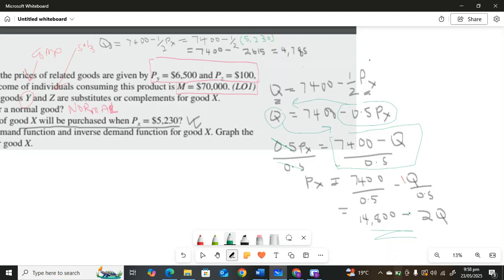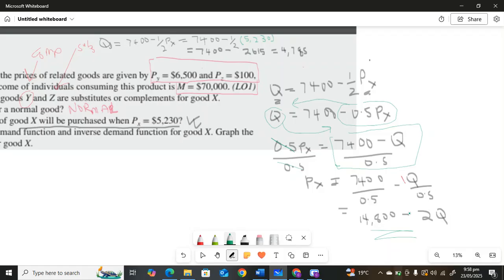No, I never said you use profit. I said for the inverse demand function, you make price the subject of the formula. That's all. Just make price the subject of the formula. Any other questions?